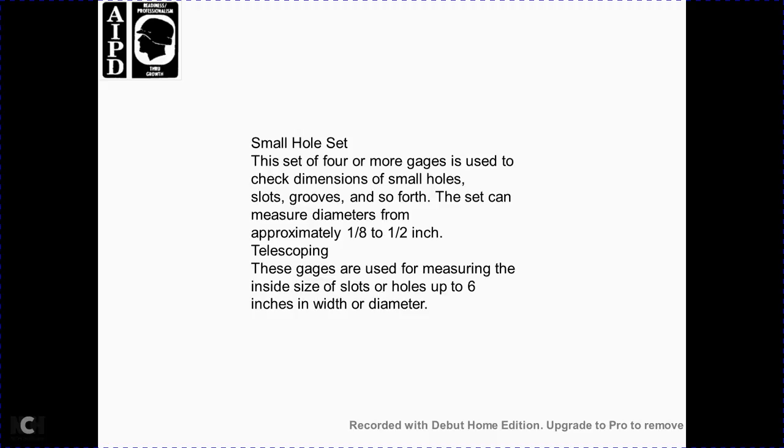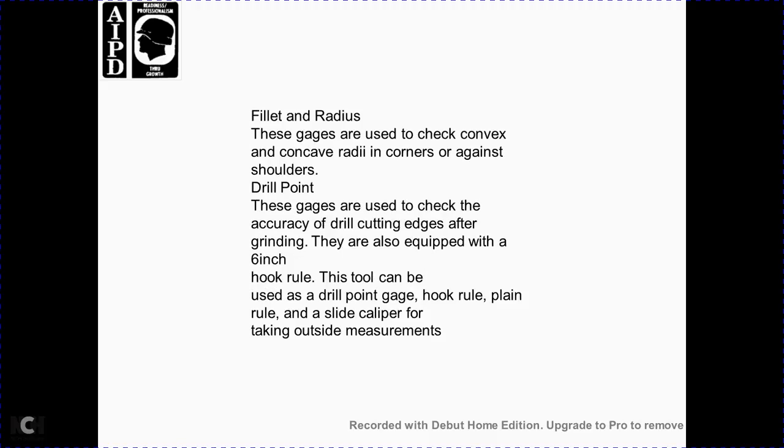Telescoping gauges are used for measuring the inside of slots and holes up to 6 inches in width or diameter. Fillet and radius gauges are used to check the convex and concave radii of the corners, again for the shoulder. The drill point gauge is used to check the accuracy of the drill cutting edge in the grinding layout. So you have to equip the 6-inch hook rule. This tool can be used with the drill point gauge, hook rule, plane rule, and slide caliper for taking outside measurements.